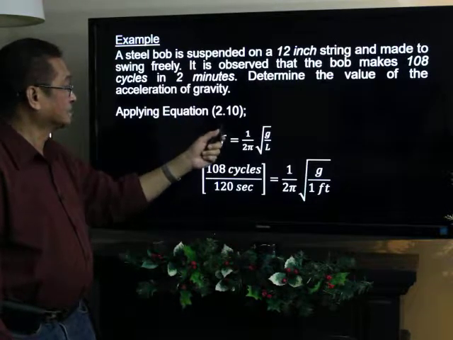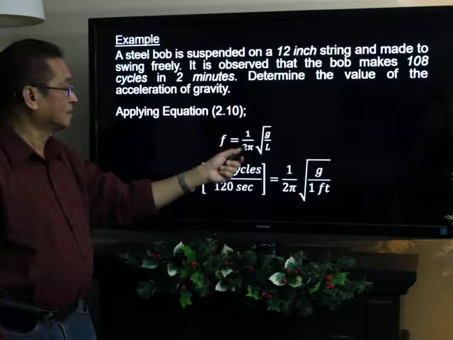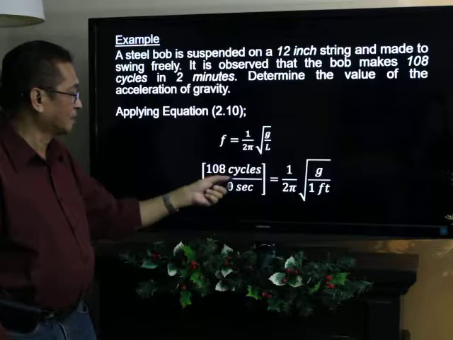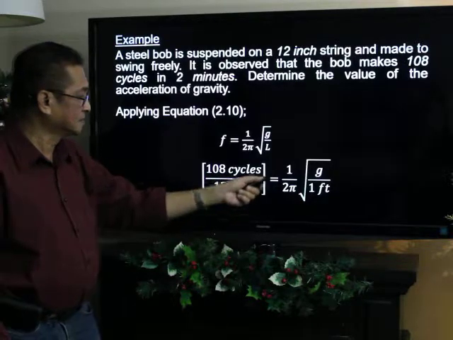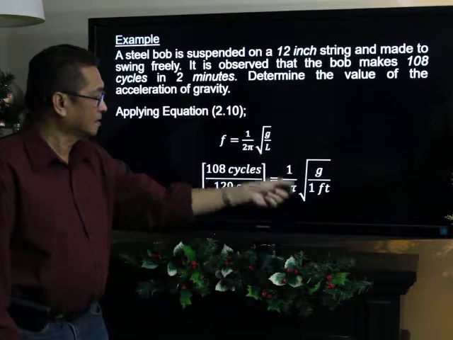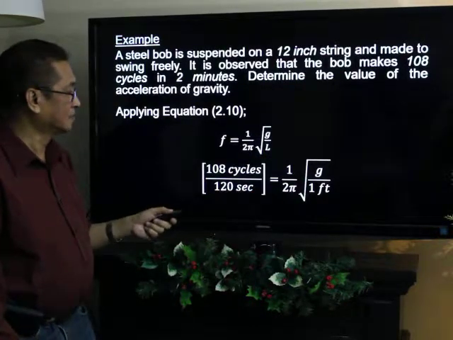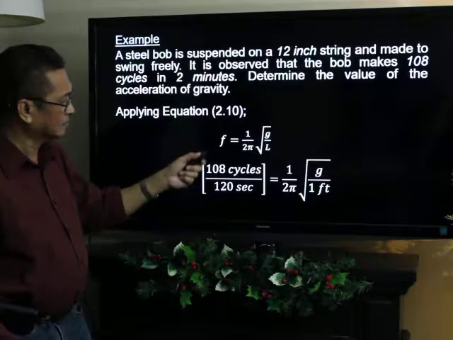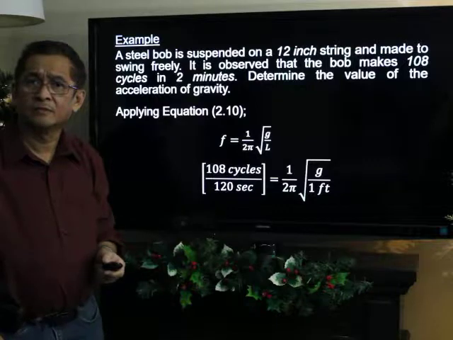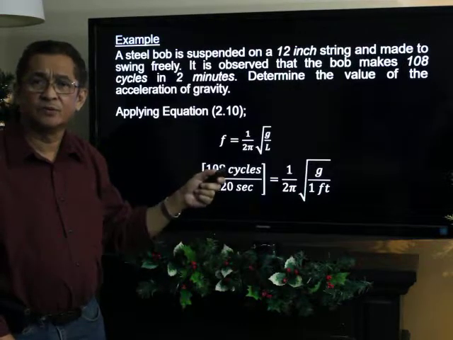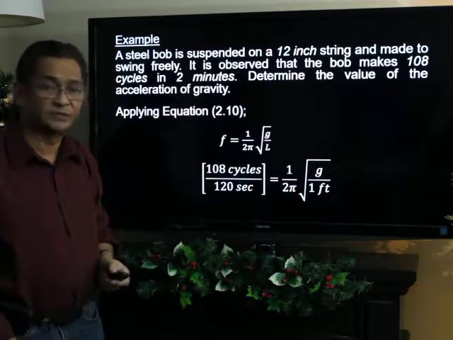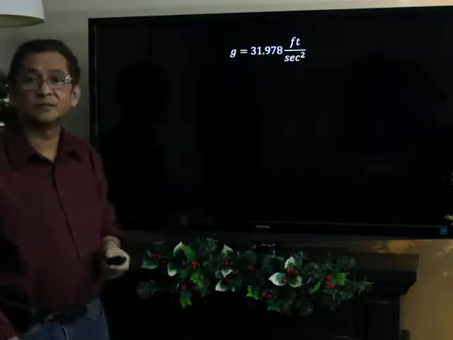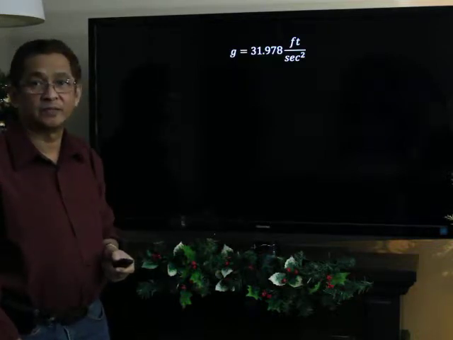Applying equation 2.10, f is equal to 1 over 2 pi times the square root of g over L. So 108 cycles in 120 seconds, 1 over 2 pi, g, and L is 1 foot. And so you will be able to solve the value of g. And take note that the mass has nothing to do with it. It has nothing to do with determining the value of g. g will therefore be 31.978 feet per second squared.